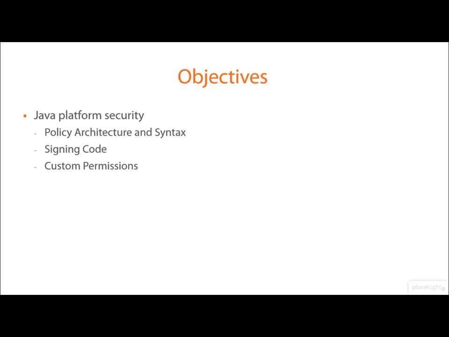So the JDK comes with a set of built-in permissions that we can use. But suppose we need other permissions for our own code. So we'll see how we can do that.